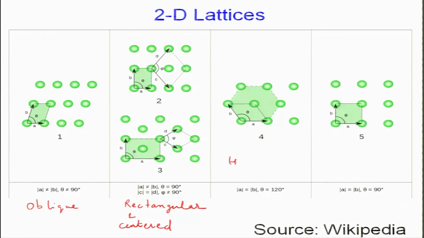This is hexagonal, in which A is equal to B, theta is equal to 120 degrees, all right. And then you have a square lattice where A is equal to B and theta is equal to 90 degrees. So these are the possibilities which exist in 2D, 5 possibilities of Bravais lattices, all right.